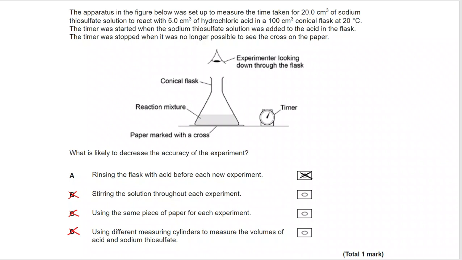However, rinsing the flask with acid before each new experiment would, because what you're doing is actually changing the volume of the acid that's in there. There'd be a few drops left over. The reaction might already start if you have the thiosulfate and then add the acid second, then you're not going to get a valid time. For that reason, the correct answer is A.